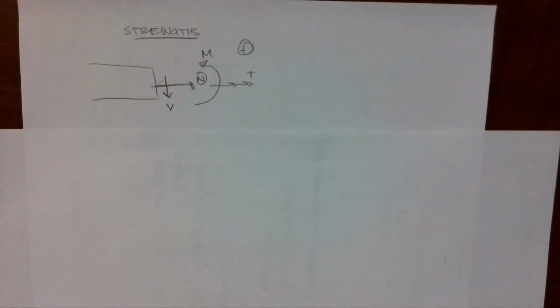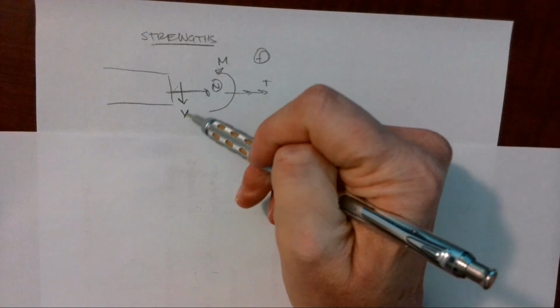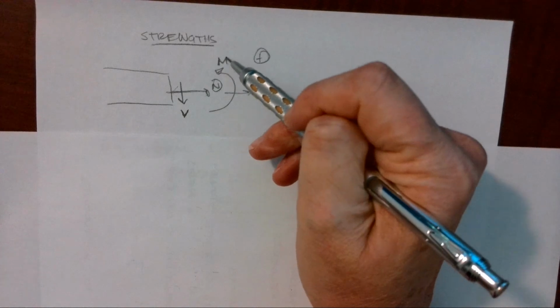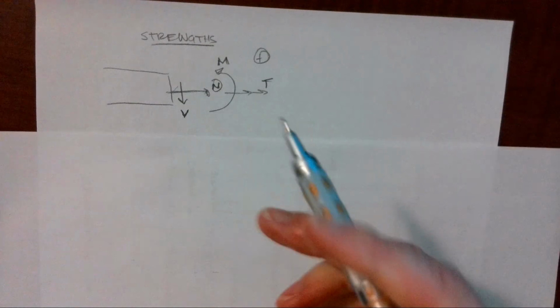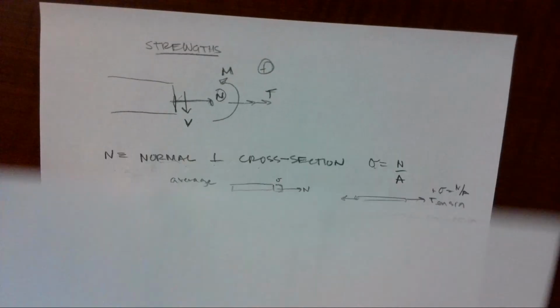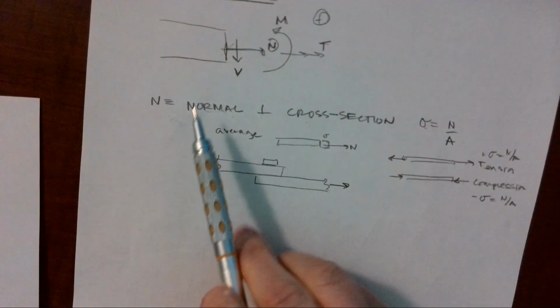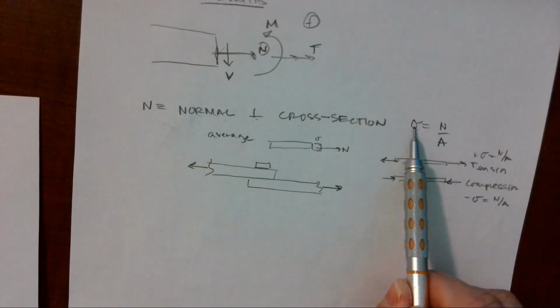Again, we are reviewing what we've done so far in strengths. When we cut a system, I'm going to say a beam, but it could be a shaft and torsion, it doesn't matter. When we cut a system, we can have four internal forces: beam shear, bending moment, normal force, and torque. Okay? This normal force is always perpendicular to my cross section, and our equation is sigma equals N over A.